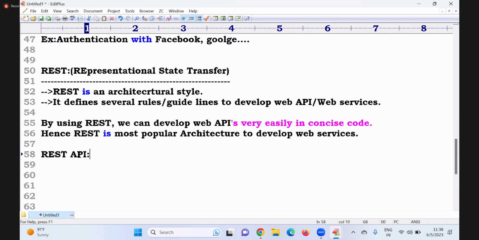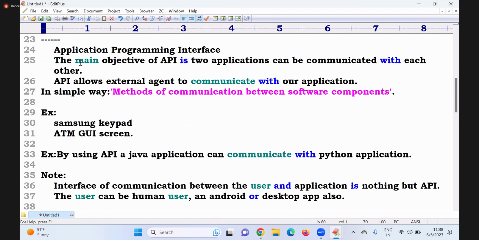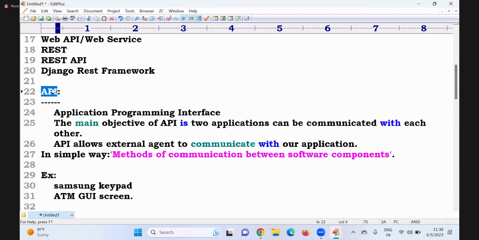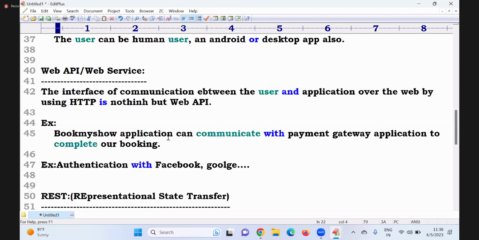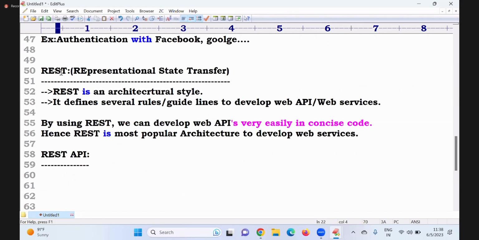Fourth word. What is REST API? The API which is developed by using REST rules is called a REST API. Previously, at the start, I was telling you about API. That is my own API, my wish. I'm not following any rules. Next, web: to interact with a web application, I'm implementing an API. That is a web API. REST is not an API. It is one type of design pattern, an architectural style. Some rules they can define.